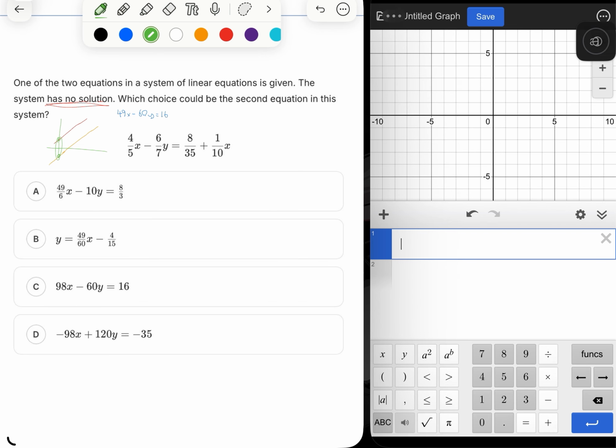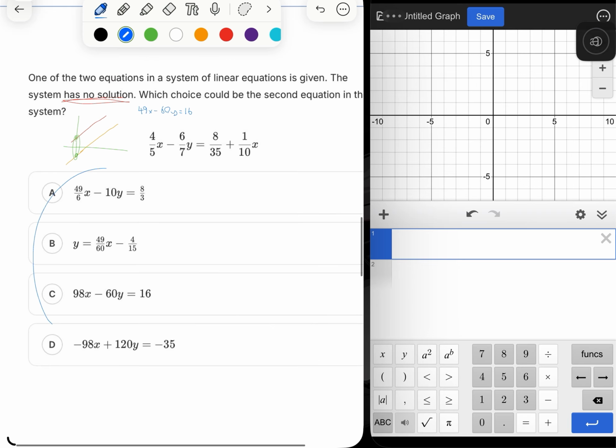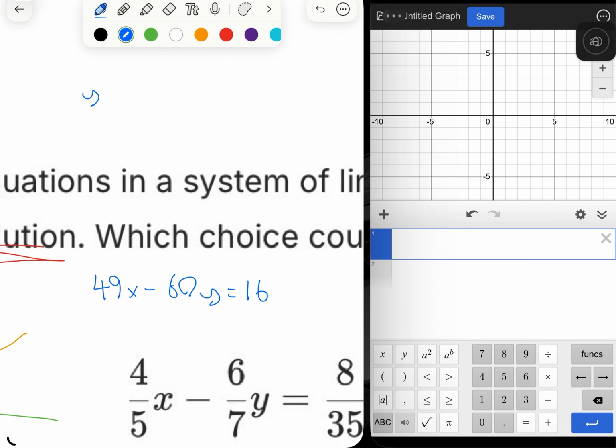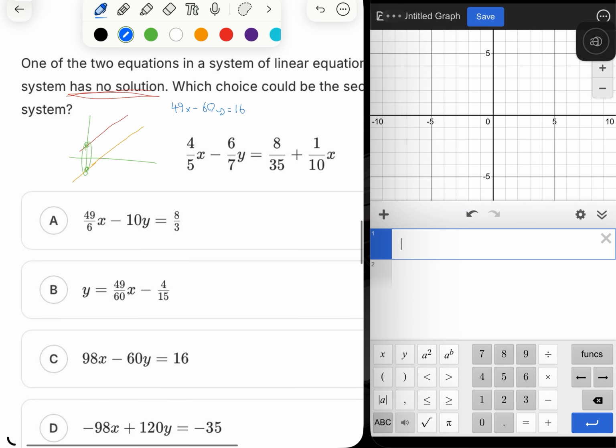So with that in mind, we're trying to look for essentially an equation here where the x and y coefficients match, but the constant term is different. Because if you think about it, in a linear equation, that constant term is kind of what determines the y-intercept. So here, we're looking for a different constant term, but we want the coefficients here to be the same for x and y. So what you can do is compare each answer choice to this equation and see which one gives you the same x and y coefficient but a different constant.